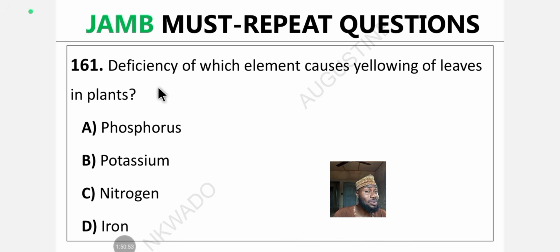Question 161. You know book. Deficiency of which element causes yellowing of the leaves in plants? A. Phosphorus. B. Potassium. C. Nitrogen. D. Iron. You know book. What's the answer? If you know about macronutrients, this question here is easy.